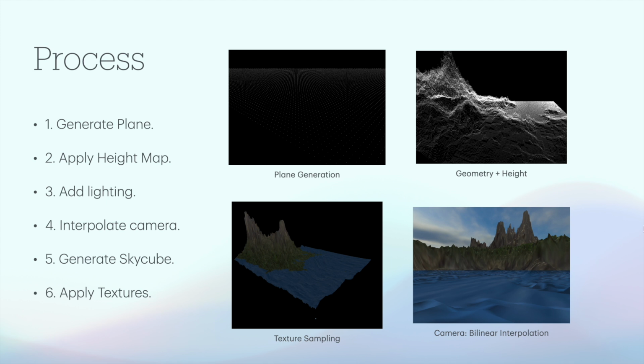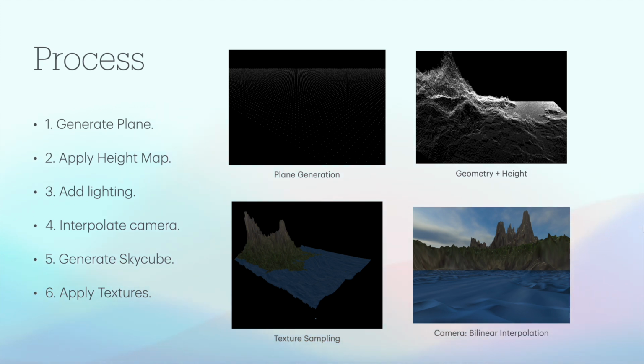The process of creating this scene involved generating a plane of vertices, generating quads made up of two triangles, and updating the y values of the vertices by sampling from a height map. Then I sampled from four textures: water, grass, rock, and snow, based on the height of the vertices to make the terrain believable. I added a light source to rotate around the terrain to simulate sunlight.